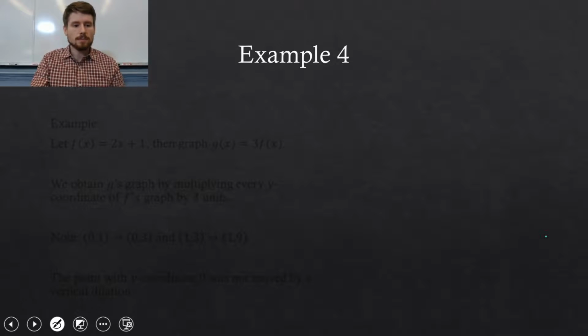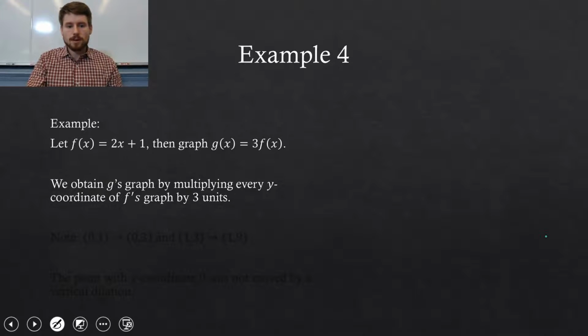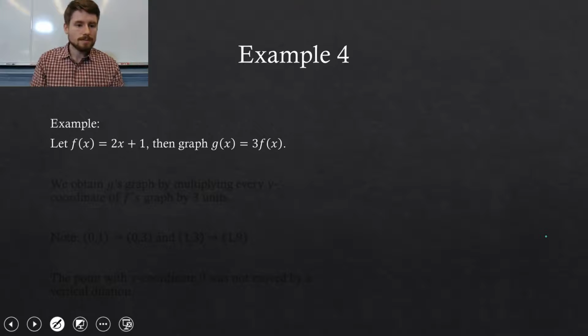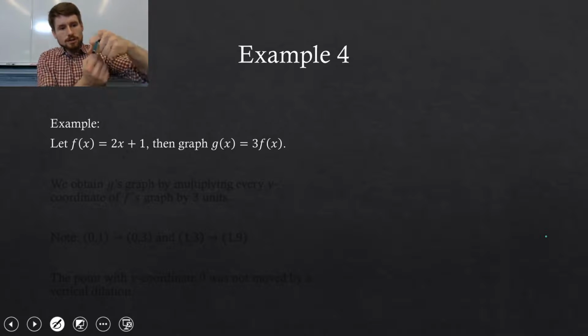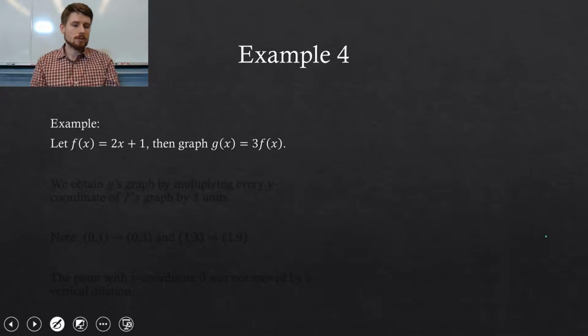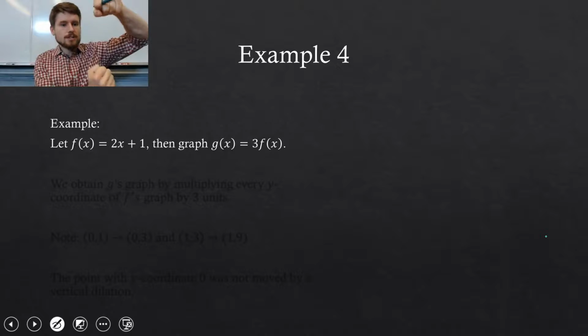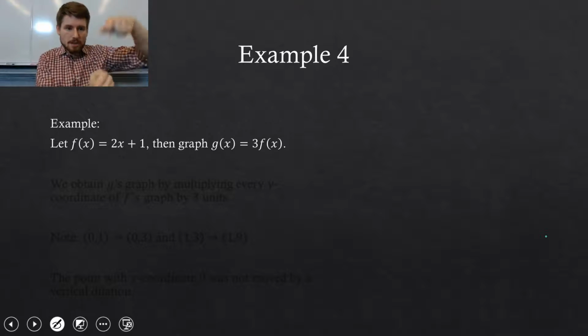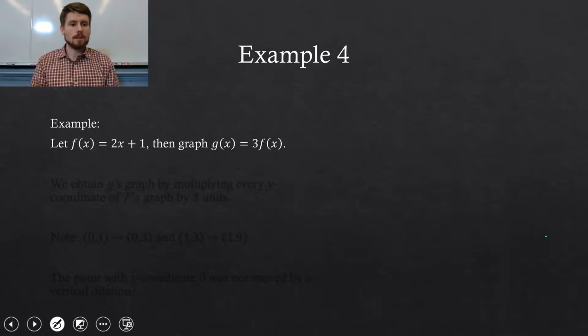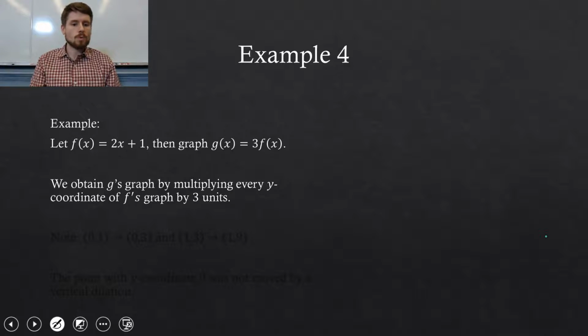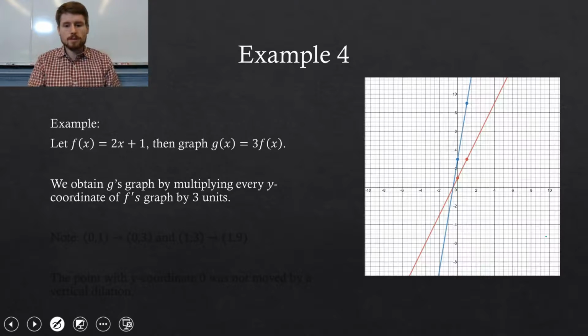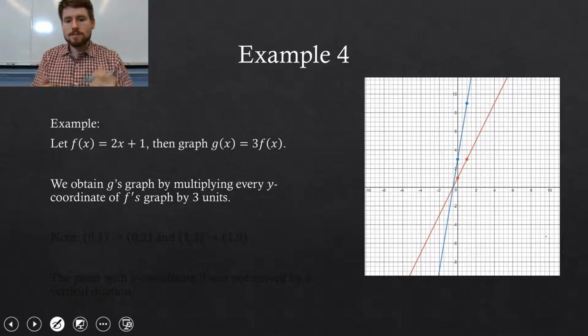Okay, so let's look at an example. Here we go with the linear equation, 2x plus 1. The graph g of x equals 3 times f of x is going to be a vertical stretch by a factor of 3. So we're going to take all the points on 2x plus 1, and we're going to multiply their y values by 3. So it's going to get steeper. It's going to have a larger slope.